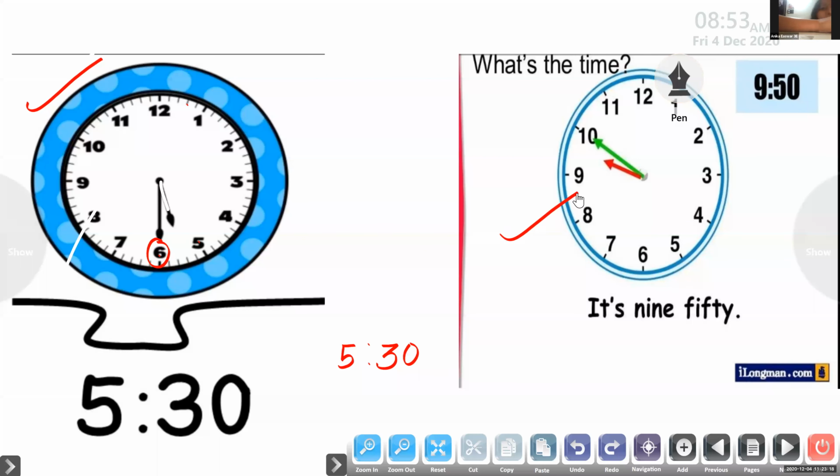What about this one? The hour hand is between 9 and 10. So the hour is 9. And how many minutes? 50 minutes. 9:50. Yes.